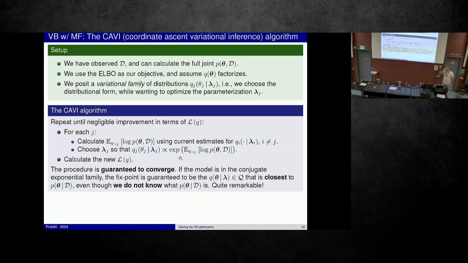And when I say until it has converged, the cool thing here is that it's guaranteed to converge. Sometimes, in particular when we have conjugate exponential family distributions, and we will not really talk about that, but I put it in there anyway, we are guaranteed to find the one distribution that is closest to our target, even though we don't know what the target is. So this is kind of remarkable, I would say.